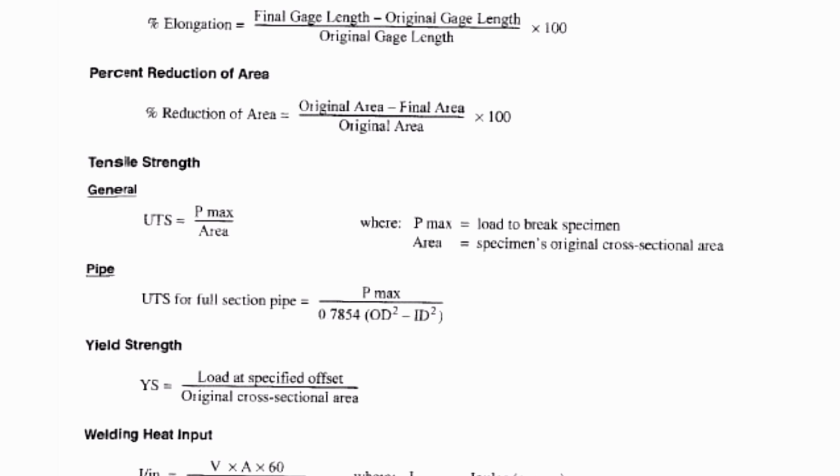So how about the percent reduction of area? The reduction in area happens during the elongation of a body wherein the cross-section of the specimen gradually becomes smaller. The percentage reduction in area measures that. So in mathematical terms, it is the original area minus the final area over the original area.